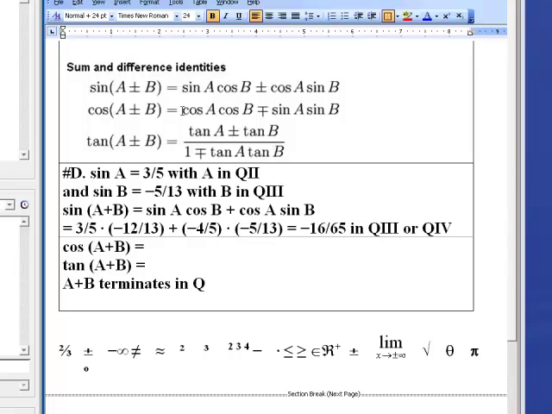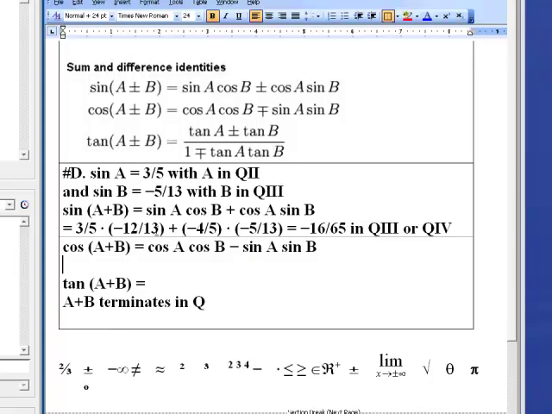Cosine A plus B. So we're going to come up with cosine A cosine B minus sine A sine B. So I don't want to retype everything, so I'm just going to steal this from somewhere else. Sine, and then we have negative right there. And I believe that is correct. Yep. So cosine A, where we did that earlier, is negative 4/5.